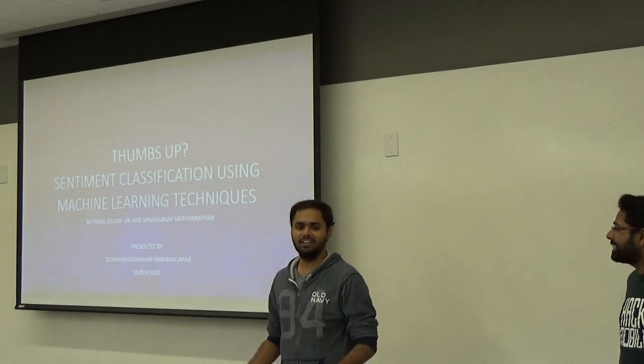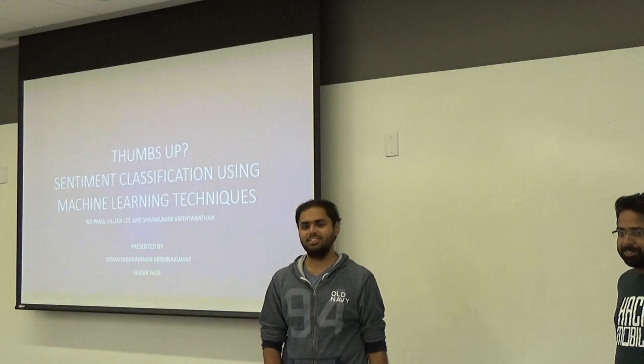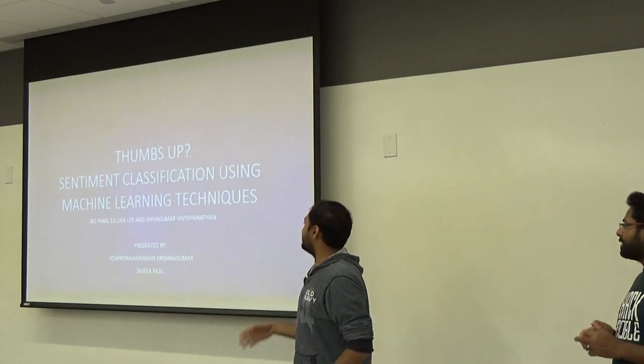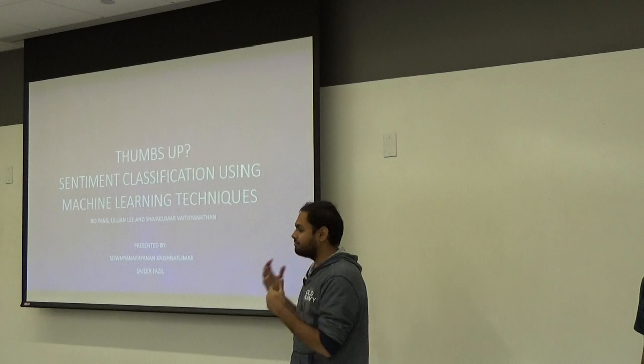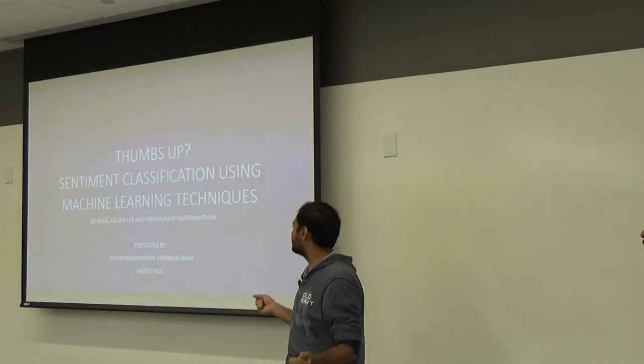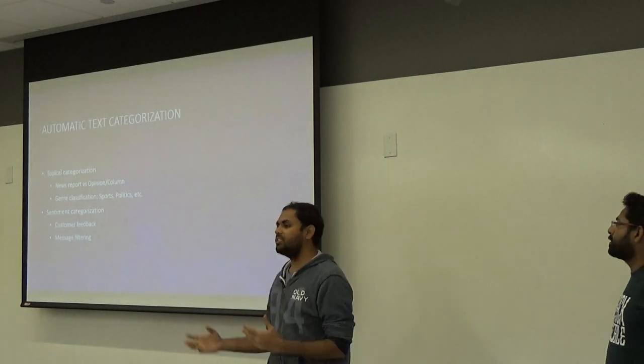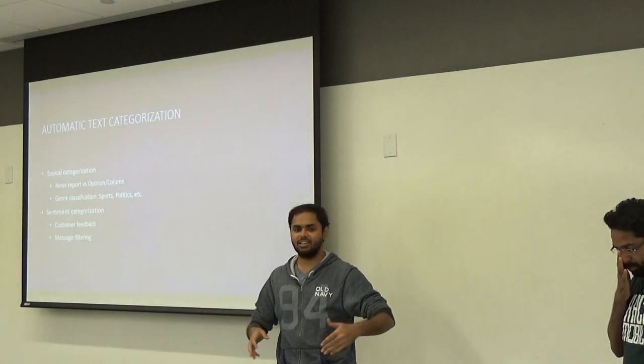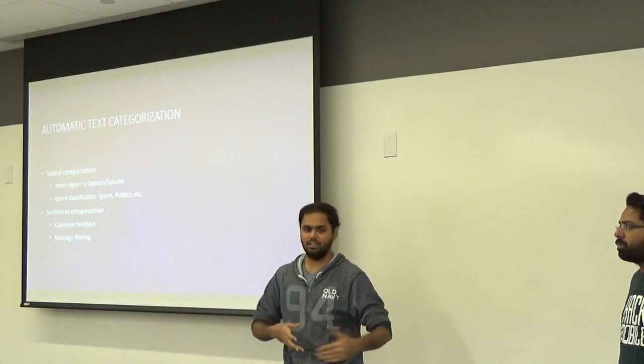Good morning. I am Swami Narayanan and this is Sajir, and we're going to be presenting about the paper Thumbs Up, Sentiment Classification of Text Using Machine Learning Techniques. So what this paper tries to do is achieve text classification of a sort.